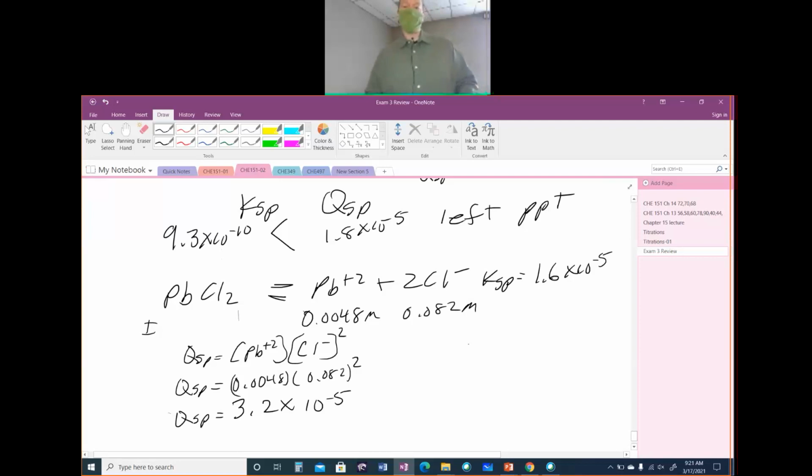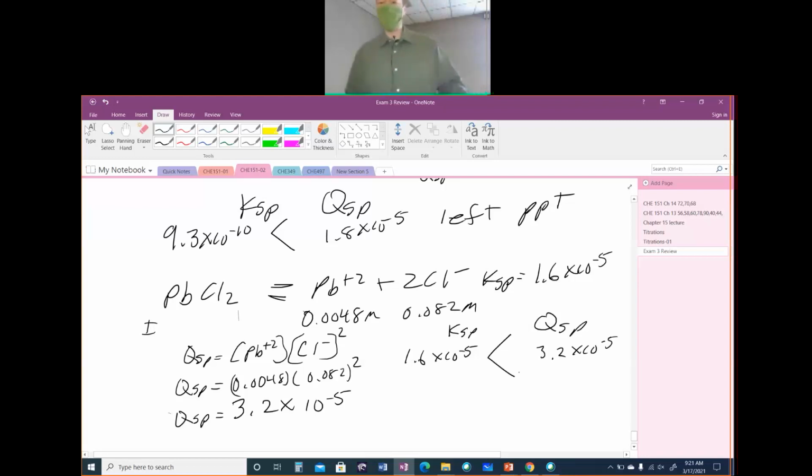All right, and so now you need to compare your KSP to your QSP. So your KSP, we looked it up, 1.6 times 10 to the minus 5. Our QSP, we calculated 3.2 times 10 to the minus 5. All right, so this one is a much closer number, except you see that the QSP is larger. 3.2 times 10 to the minus 5 is larger than 1.6 times 10 to the minus 5. So your KSP is less than your QSP, and so again, you're going to the left, and you're getting a precipitate.